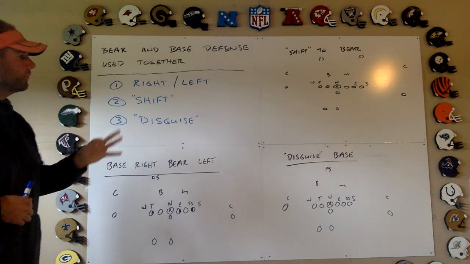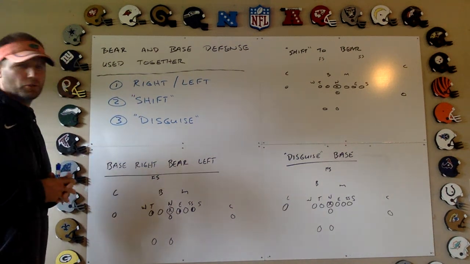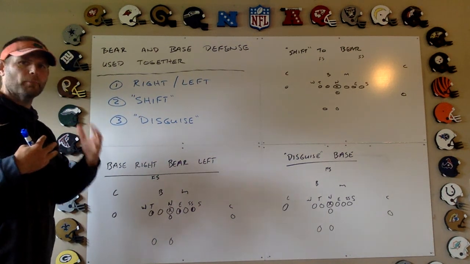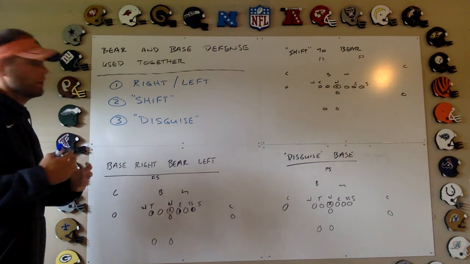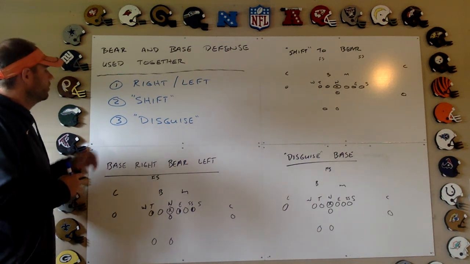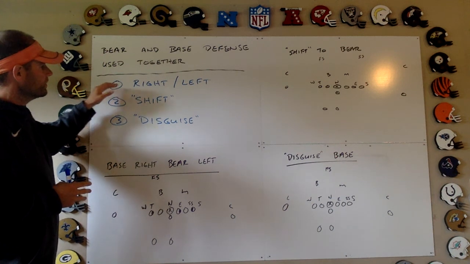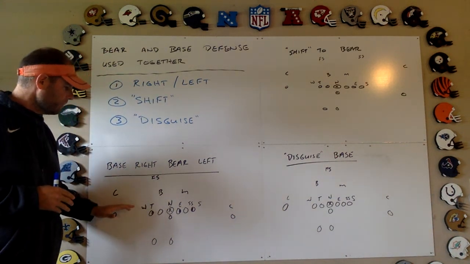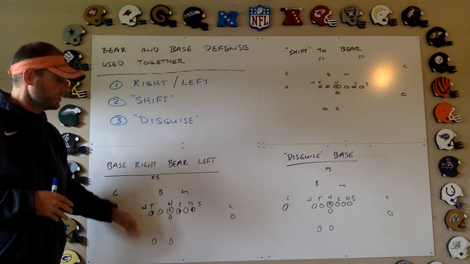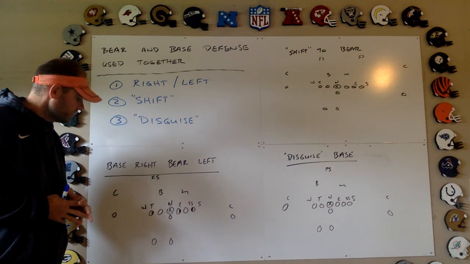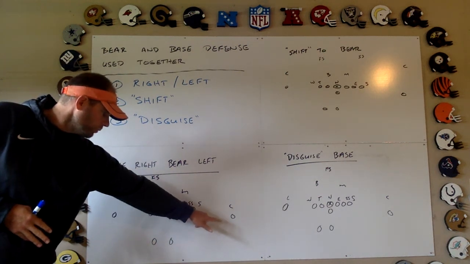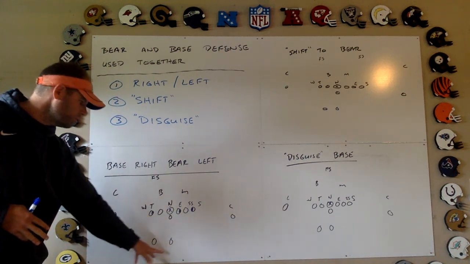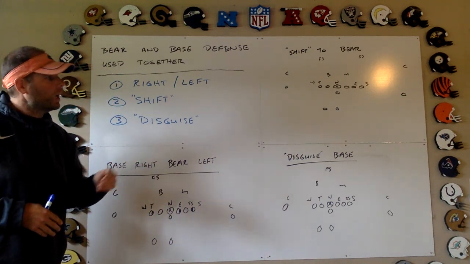So I just came up with three scenarios here, three different ways to do this, to really comprehend it, and then we'll talk about other things after that. The first thing we'll talk about is right and left. All these examples are against a 21 set, where there's two eligibles, wide out and tight end to one side, and just one on the other side, two backs, quarterback under center.